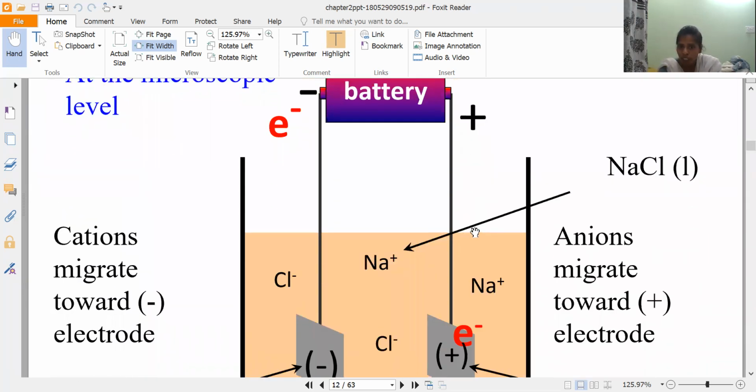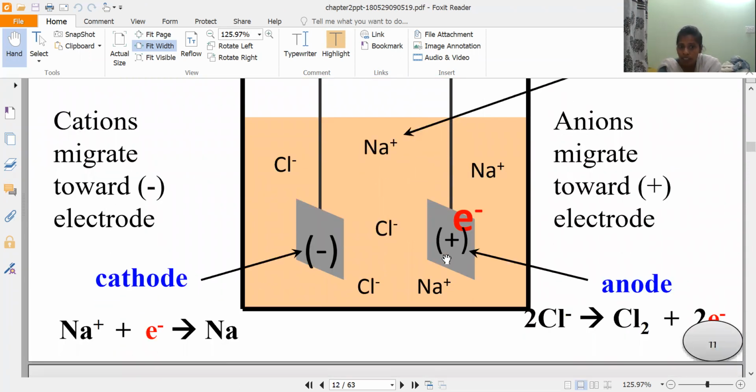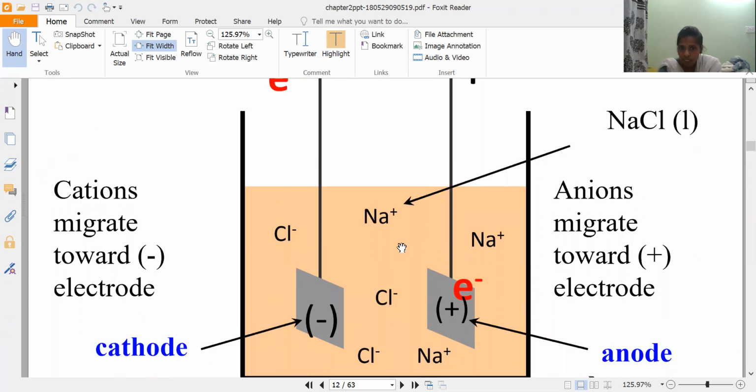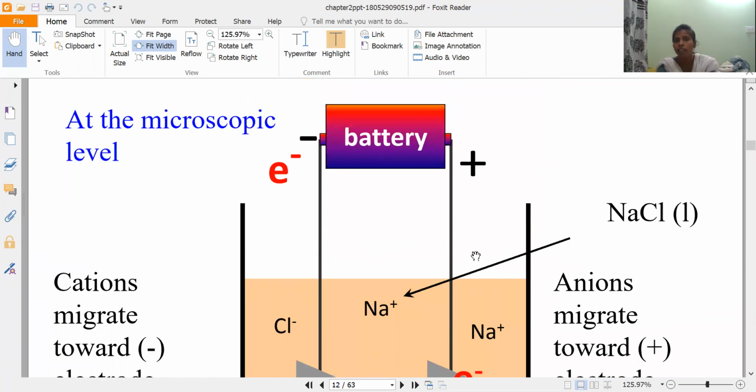So at the microscopic level, how are the electrons transferred? See here, Na+ is moving here, Cl- is moving here. So like that, the electrons and ions are transferred from one electrode to another electrode.